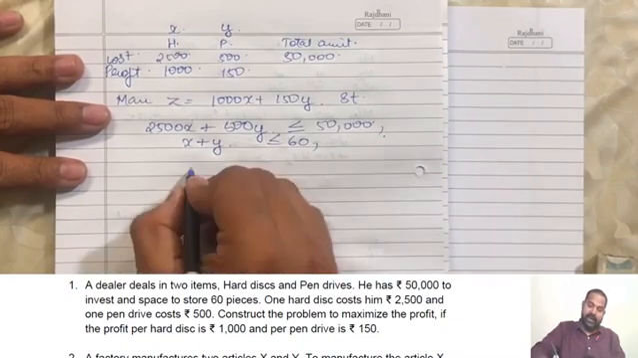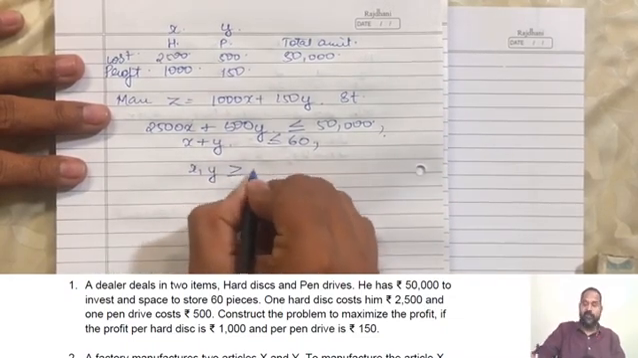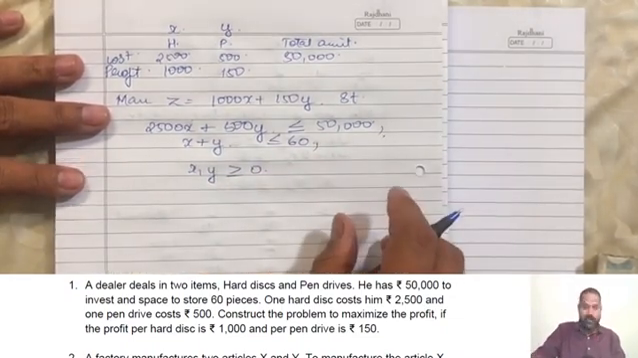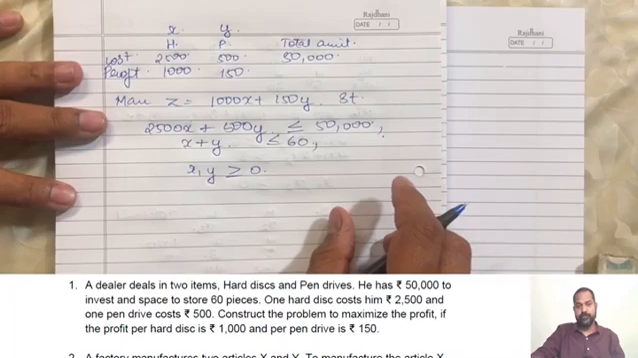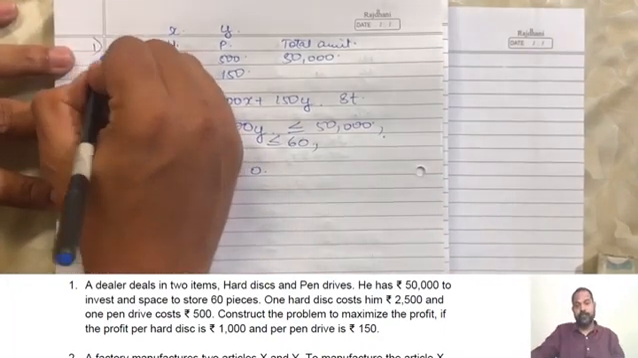And lastly, X and Y, the number of pen drives and hard drives, is always greater than or equal to 0, never ever less than 0. That is question number 1.